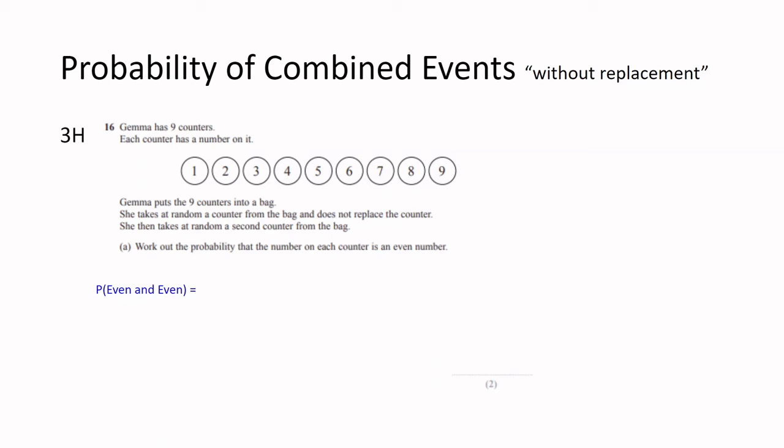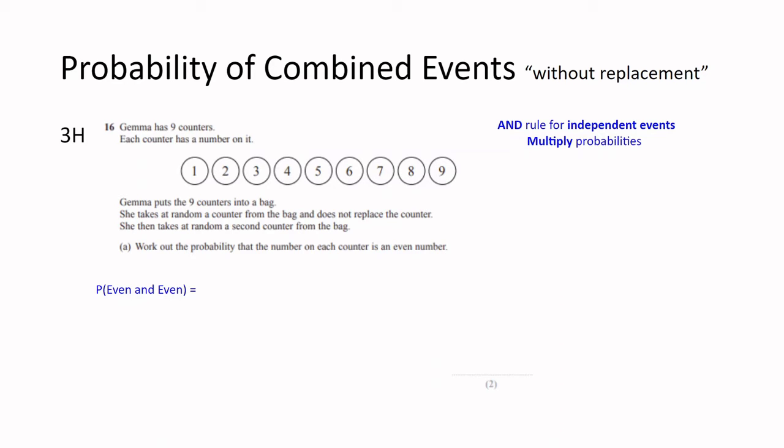Work out the probability that the number on each counter is even. So that's the probability that she took an even number, and then the second time she went into the bag with a different number of counters to choose from and fewer even numbered counters as well, because she's already taken one out, she takes another even.